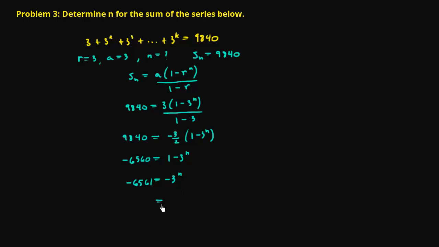So I can conclude that 3 to the n is equal to positive 6,561. Now I'm going to try to write 6,561 as a power of 3. If you know about logarithms, feel free to use logarithms, but let's just use guess and check. 3 to the power of 8 is 6,561.